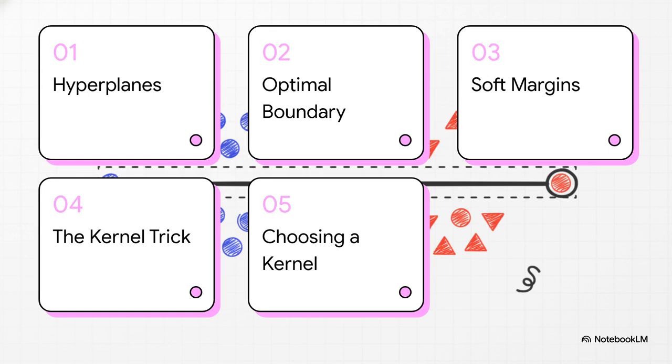Okay, so here's our game plan. We're going to start with a fundamental building block, the hyperplane. Then we'll see how an SVM finds the best possible boundary. After that, we'll talk about dealing with messy, real-world data using soft margins. And finally, we'll unpack the kernel trick, which is really where SVMs get their superpowers.